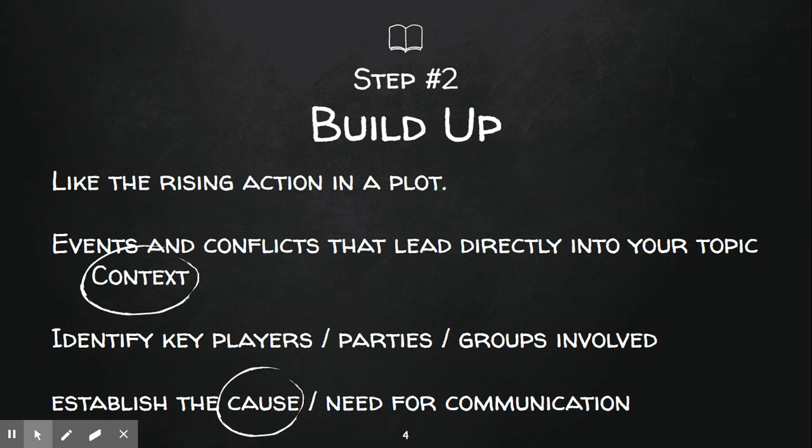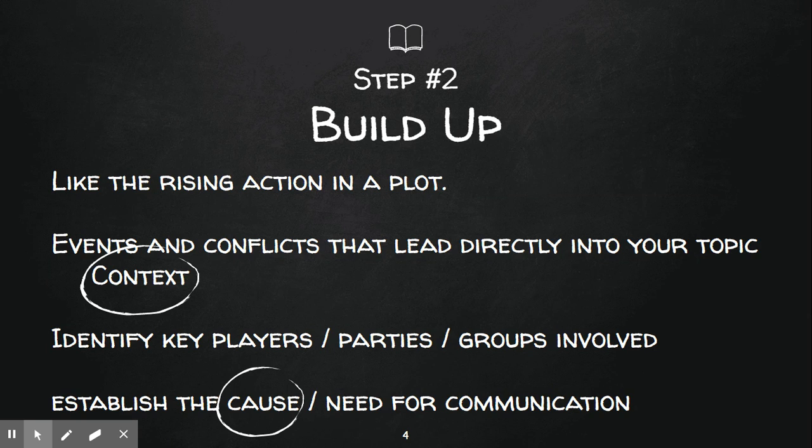So, the second part of the 5 steps of an NHD project would be the build-up. So, if we're comparing it to a plot again, this would be like the rising action. You're going to go over the events and conflicts that lead directly into your topic. So, yeah, again, this is more context, but you're going to go into a lot more detail than you did in your background. Here, you want to identify your key players or parties and groups that are involved in the topic, and you also want to establish your causes or your needs.